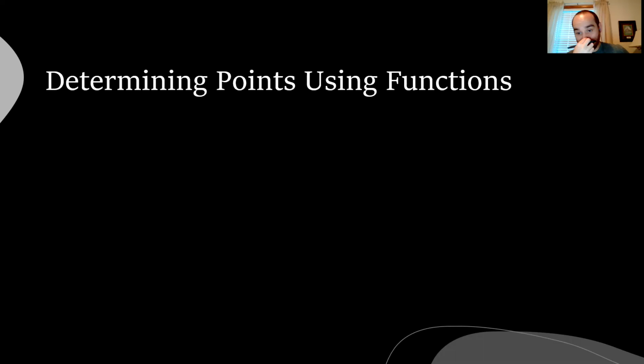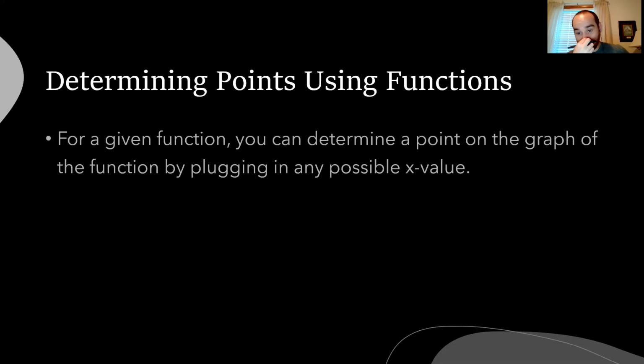So one of the things that function notation is easier at is helping you find points on a specific function. So for a given function, you can determine a point on the graph of that function by plugging in any possible x value.